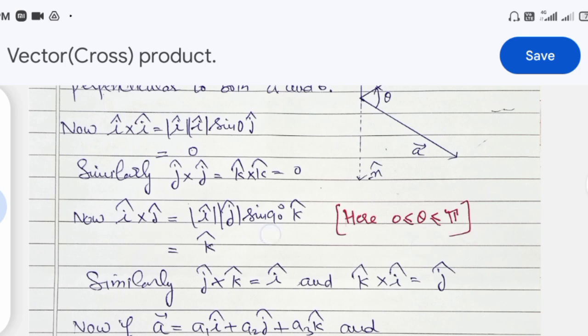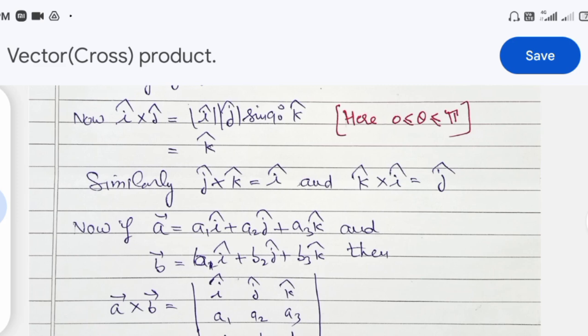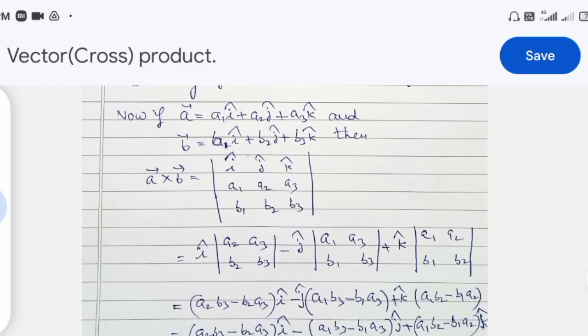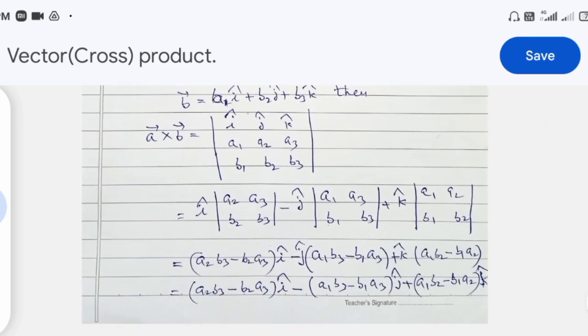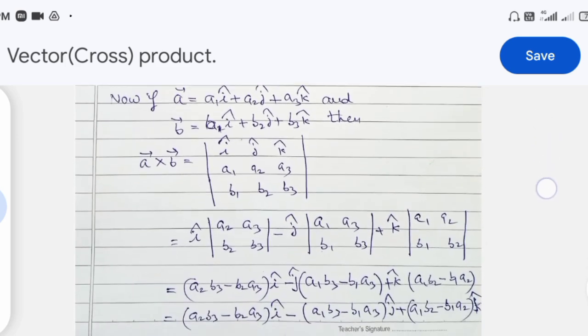In the same way, we can write j cross k is equal to i and k cross i is equal to j. Now, one more thing: if A is equal to A1 i plus A2 j plus A3 k and B is equal to B1 i plus B2 j plus B3 k, then A cross B can be found out by the determinant method.